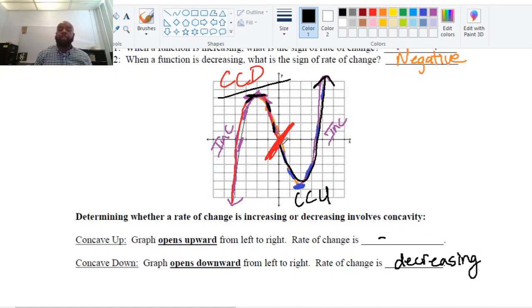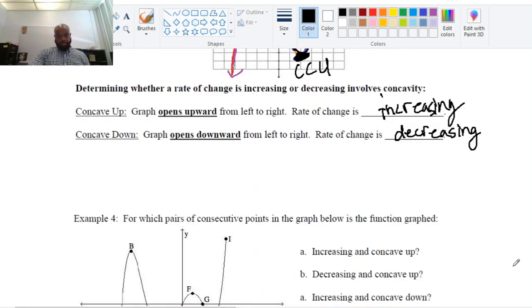And the opposite happens when it's concave up. Your graph opens upward on this interval here. I'm starting with negative slopes, negative rate of change. Negative numbers become zero, then they become positive numbers. And they're steeper positive numbers. And so since my slopes are changing by those values, my rate of change is increasing. Okay, and so that is that.